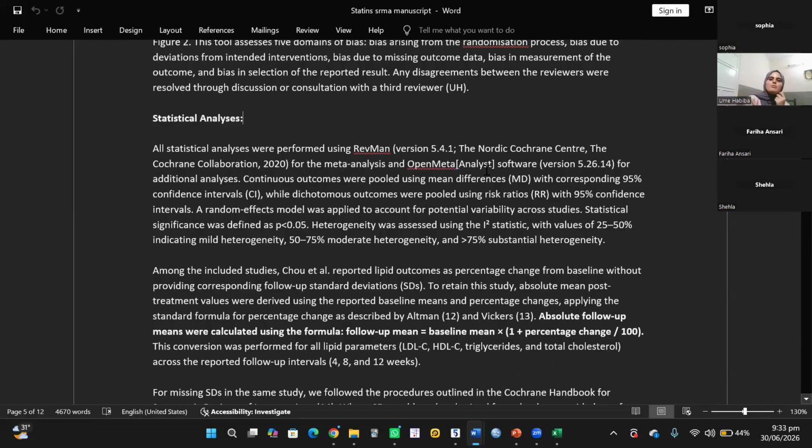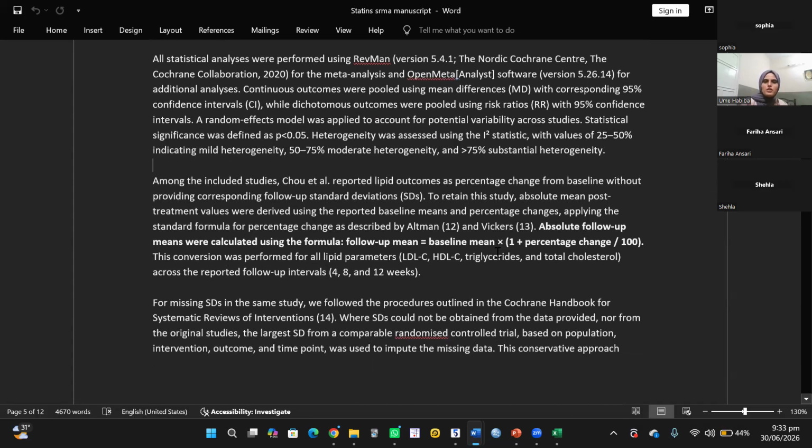We used RevMan to perform analysis, right? 95% confidence interval, random effect was used, right? Dichotomous outcome using risk ratio. I square is the heterogeneity, right? And we're telling them how much heterogeneity means what. Greater than 75% was substantial, right?